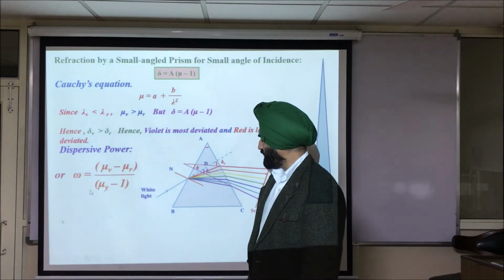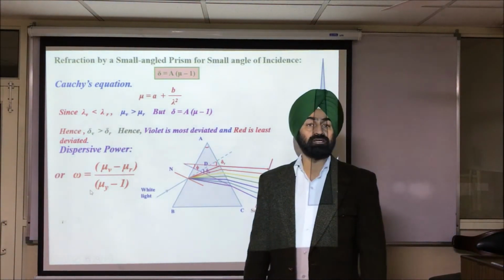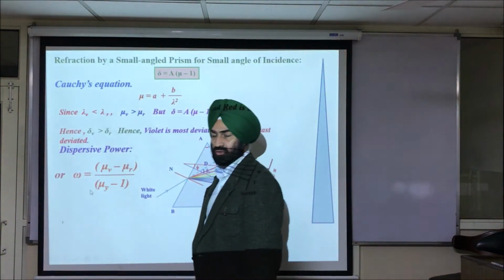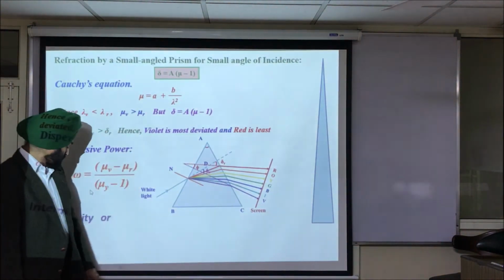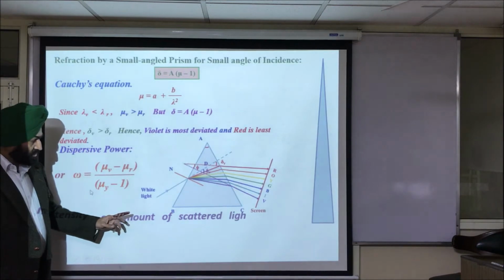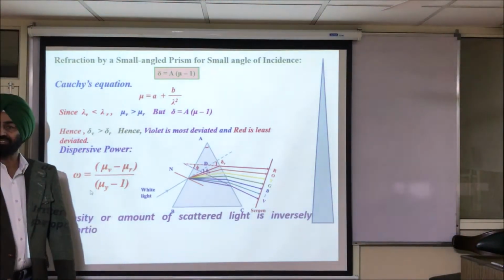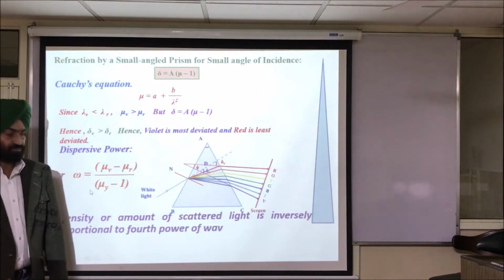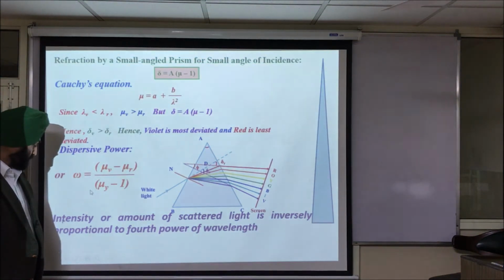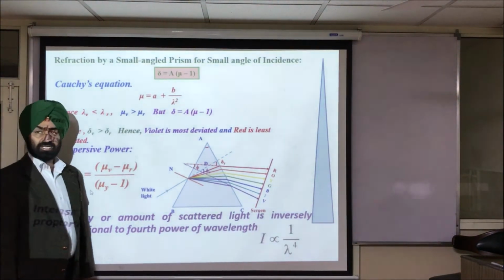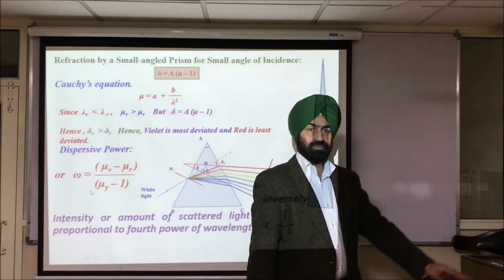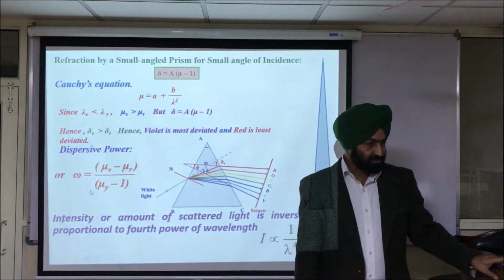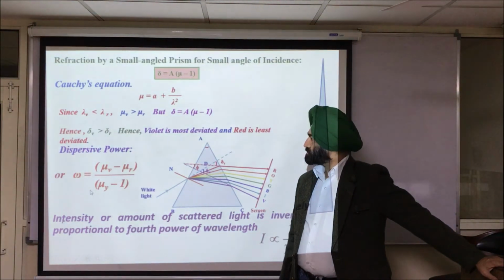And lastly, we had a relation for scattering of light by air molecules. Rayleigh's scattering formula. Intensity of scattered light varies inversely as fourth power of lambda. Remember? So red color is least scattered, that is why danger signal is red. Morning time sun's color is red, and so on.